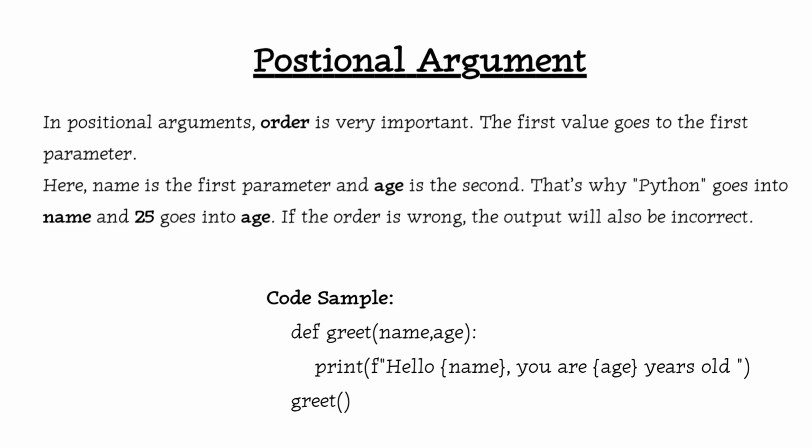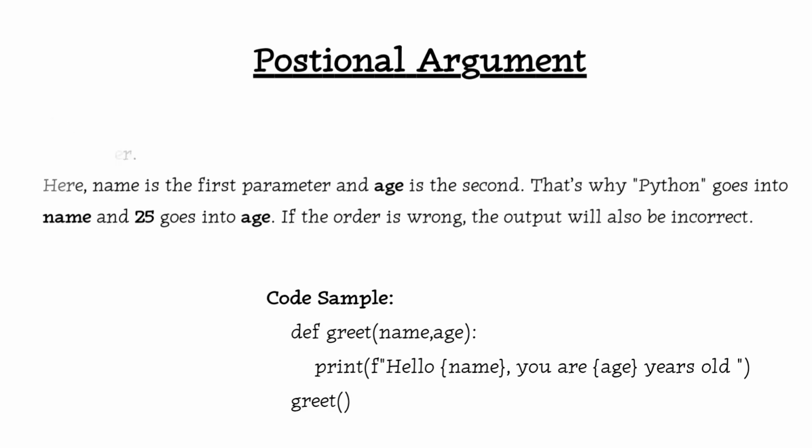So whatever values we pass when we are calling the function, the first value we pass will get assigned to the name variable, and the second value which will be passed from the function call will get assigned to the age variable. If the order is wrong, the output will be incorrect. So this is just an overview I will explain about positional arguments.